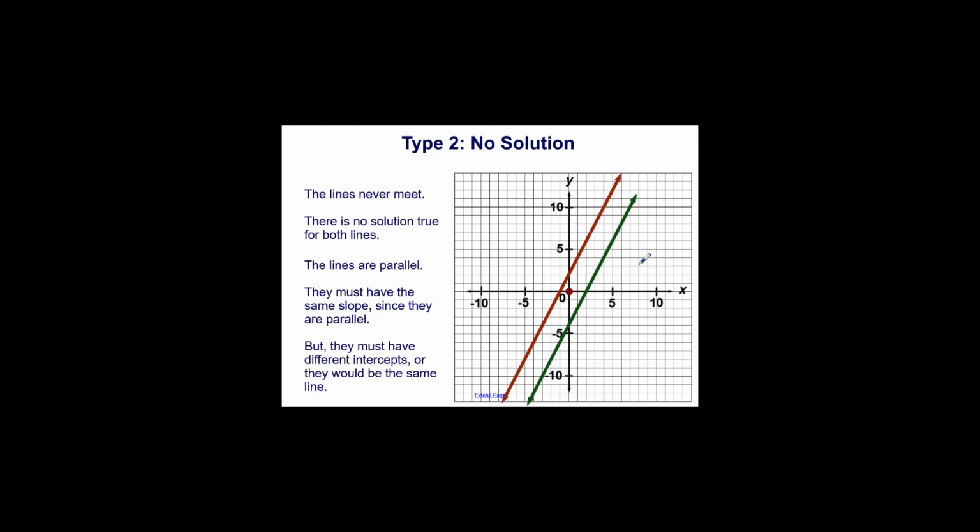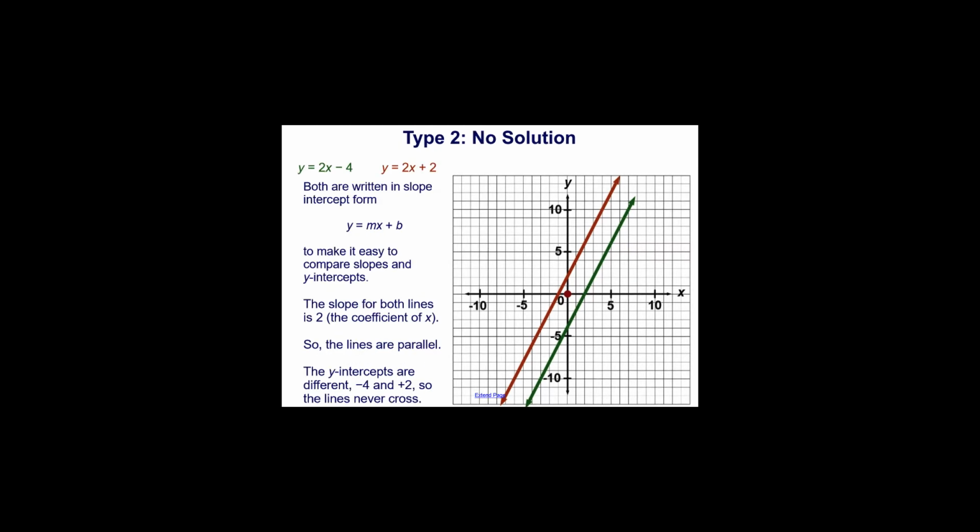They must have the same slope since they are parallel as well. We would be able to see that by looking at the equations. But they must have different y-intercepts, or then they would be the same line. So you have to be careful. Start with the slope, but then you also have to look at those y-intercepts.